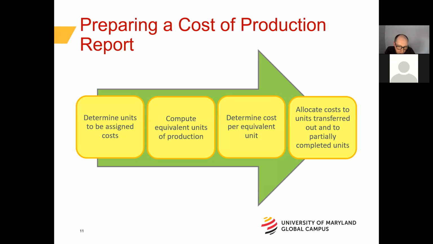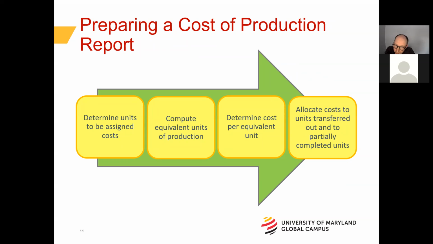The second step is we compute equivalent units of production. So, for example, if there are 16 ounces to a pint of ice cream, and the pint is not quite full, then we can assign equivalent units based off of each respective ounce. And so the ounce would be our equivalent unit.